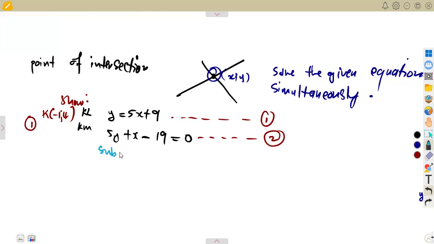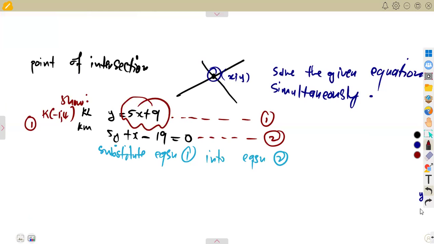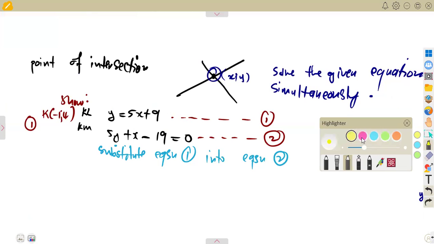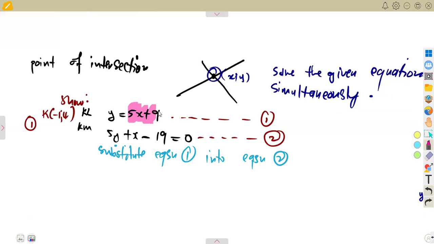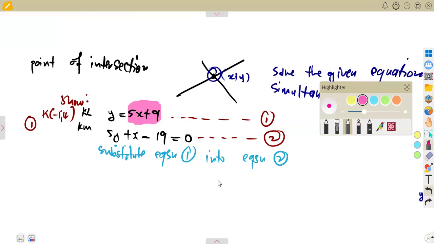All right, by using substitution method, I'm going to substitute equation 1 into 2. So in short, that's equation 1 into equation 2. So that is y in place of what? Where there's a y there, you're going to substitute what is represented there in terms of x. Remember that we are given that y is equal to 5x plus 9. This part here is the one that you need to substitute where there is a y in the second equation.